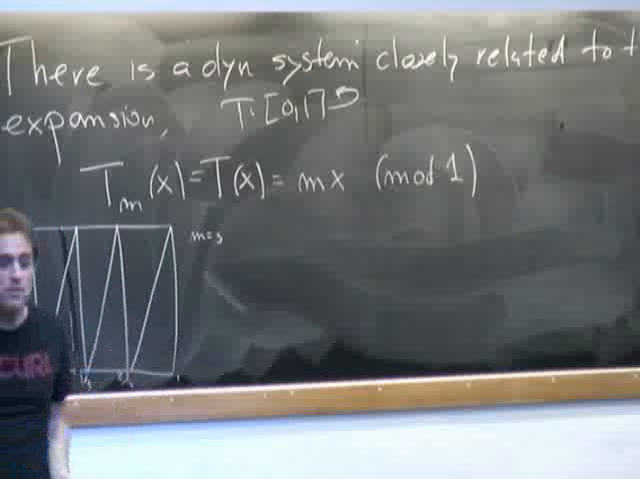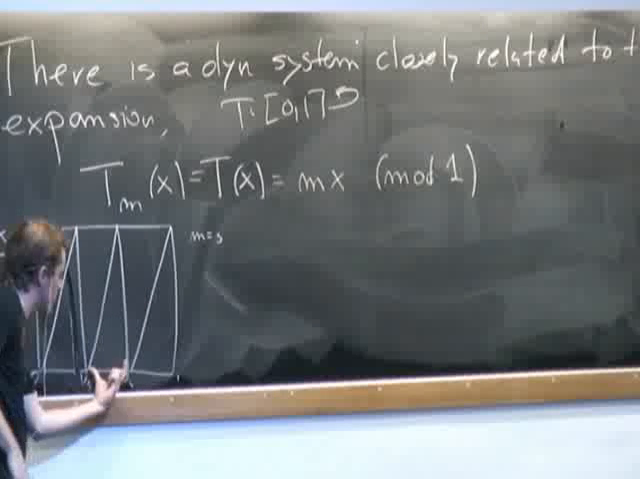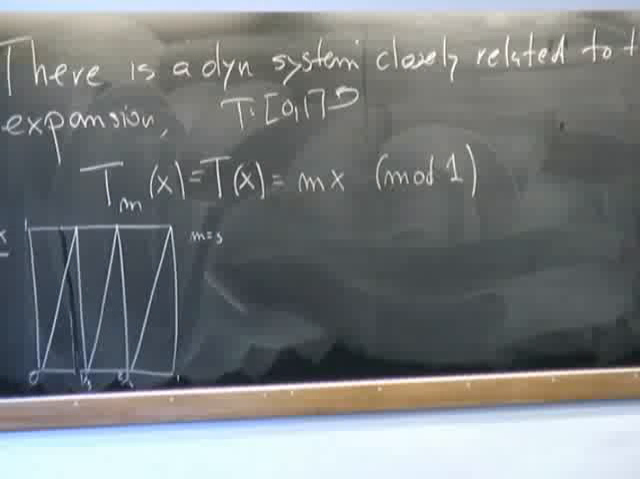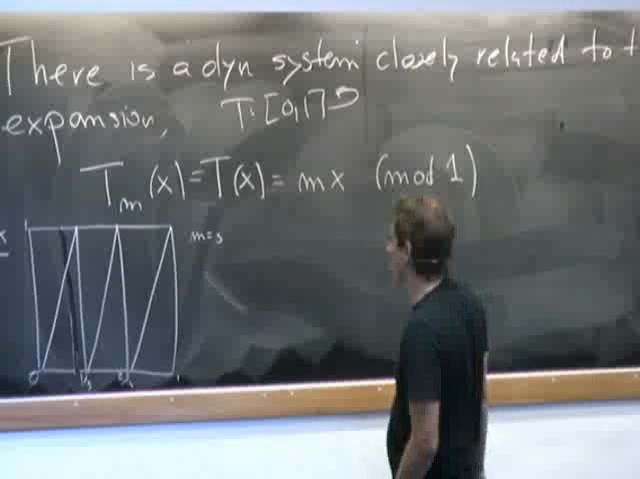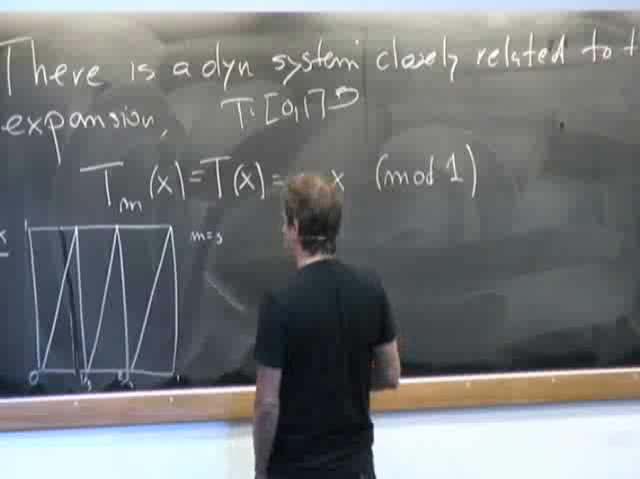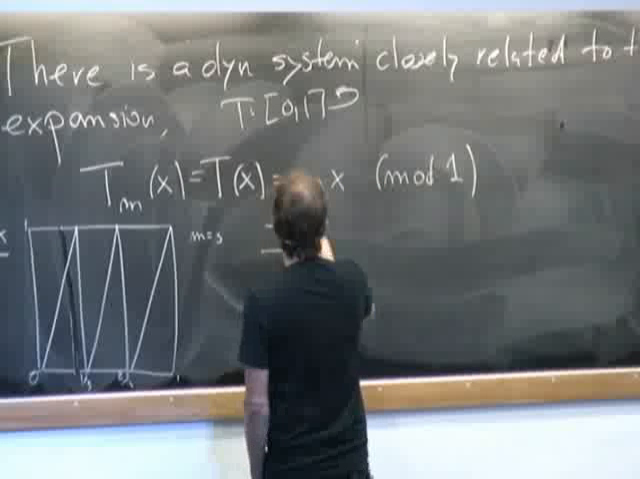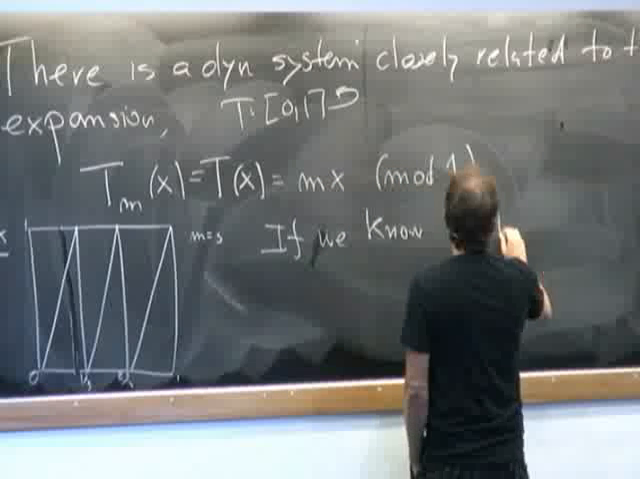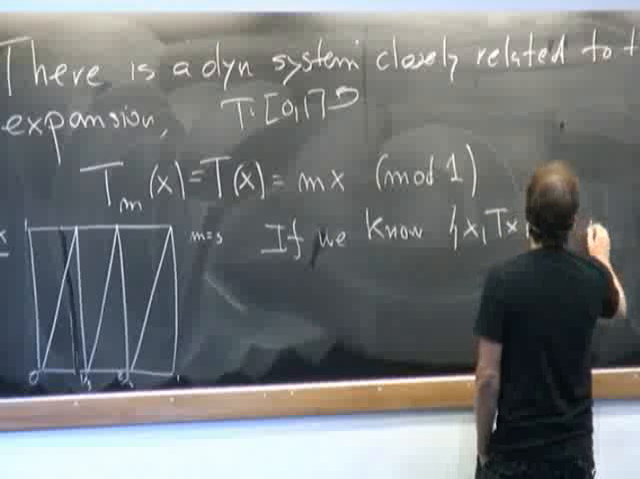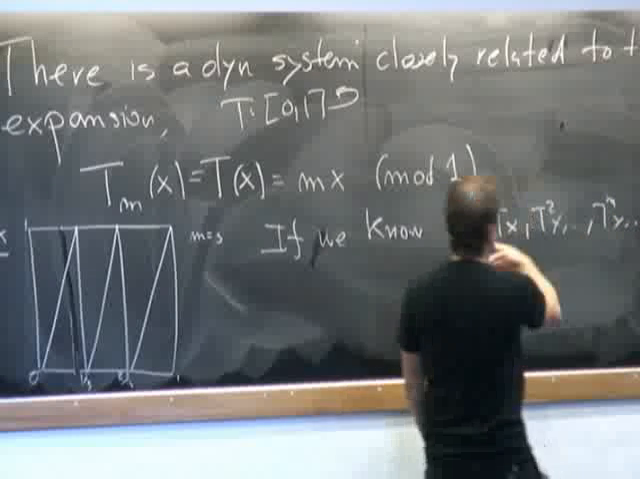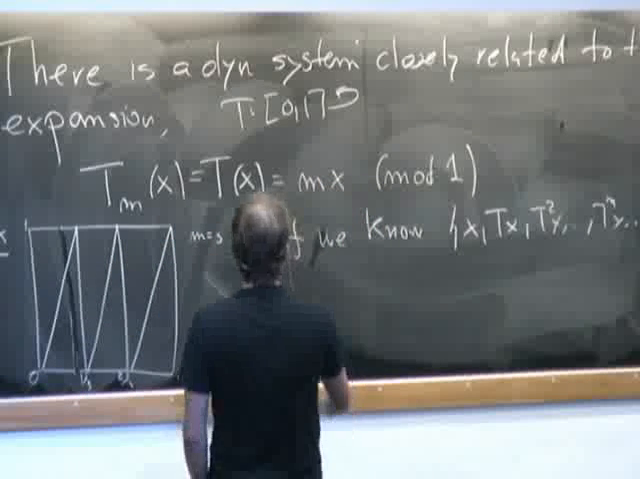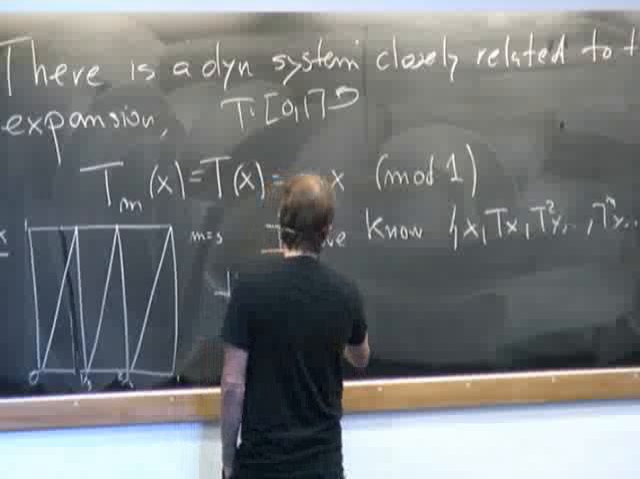Each of the slopes is constant. It's m. The length of each of these intervals is 1 over m. And it's related to this expansion. I already explained what it is, so I'm going to go faster here. Maybe the main idea is that if you know the whole orbit of a point through the map T, then you know the expansion.